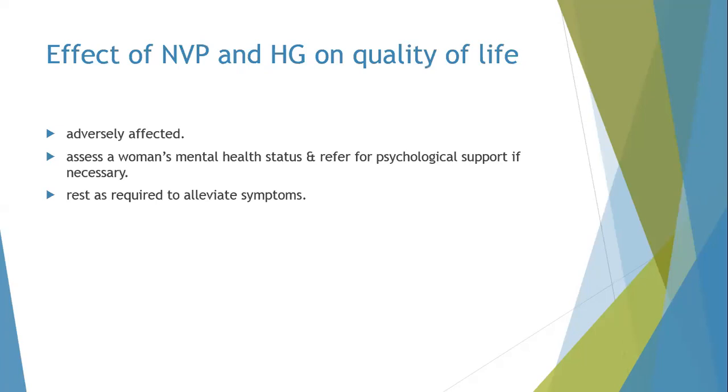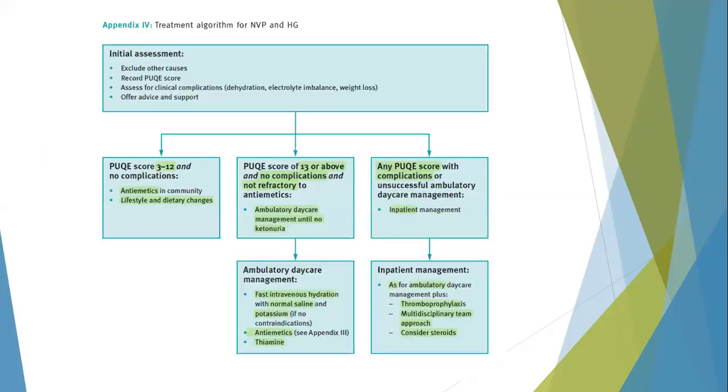Effect on quality of life. Of course, her quality of life will be adversely affected, and mental status should be assessed. And we said before the 3 questions after the PUQE score. It's PUQE, the PUQE score. It is for assessment of mental health.